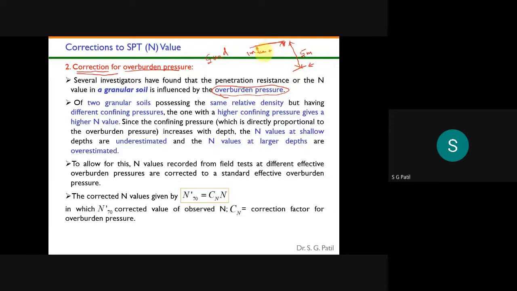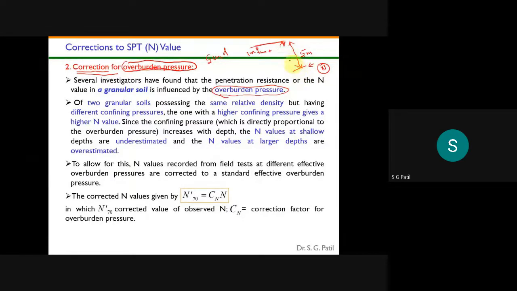Here the overburden pressure will be less, so you will get a very small N value. If you perform the same test in the same soil with the same relative density at 5 meters depth, then the N value will be more, because of the overburden pressure. In an ideal situation, if the relative density is the same, you should get the same N value. But that won't happen in a practical situation because of the overburden. So that's why we have to apply the overburden correction.